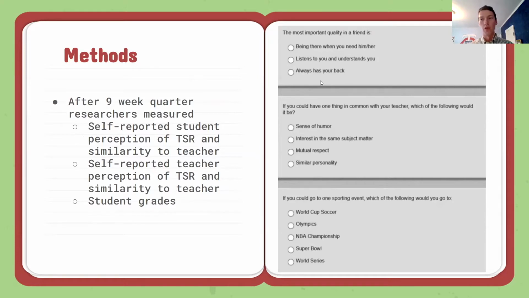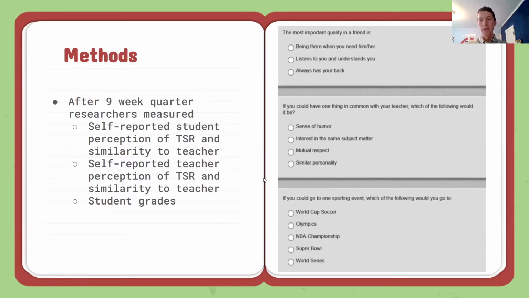This was done over a 9-week quarter. The initial get to know you survey was administered in the first week. Similarity results were reported back to students and teachers in the 3rd week. And then the rest of the 9 weeks passed. Researchers then measured self-reported student perception of their teacher-student relationship and similarity to their teacher, and self-reported teacher perception of the teacher-student relationship and similarity to the student. And also, most importantly, student grades were tracked.